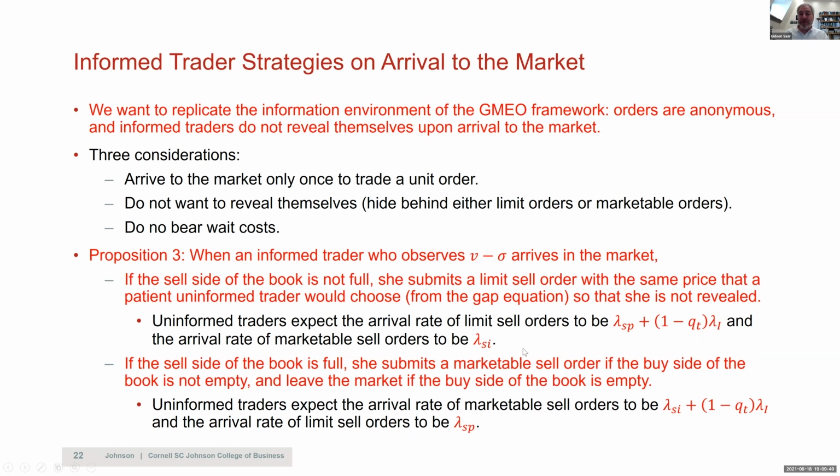And of course, they know the informed trader in that case would not use marketable orders, so they expect the arrival rate of marketable sell orders to be lambda SI, just coming from the impatient uninformed trader.